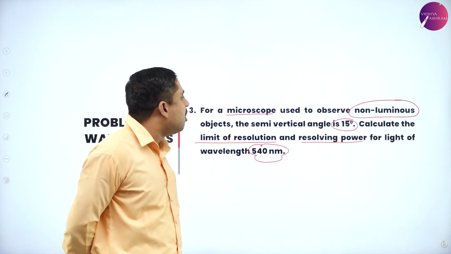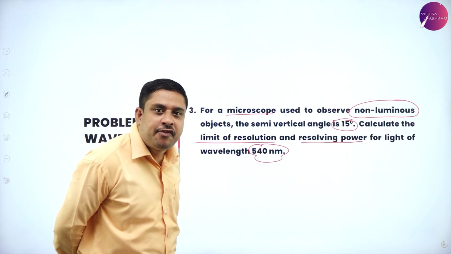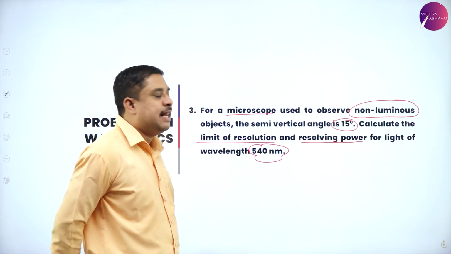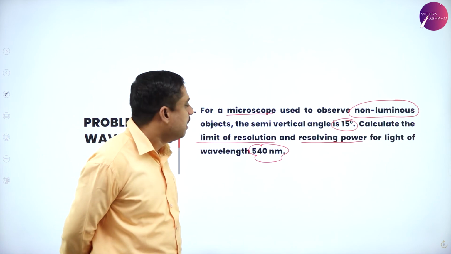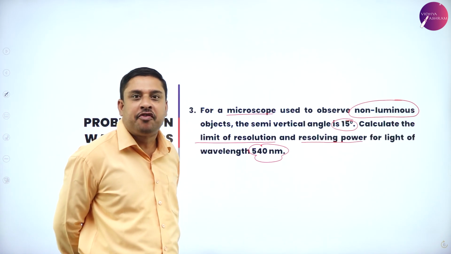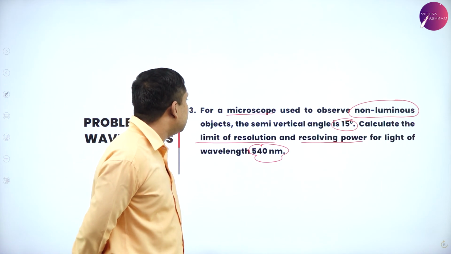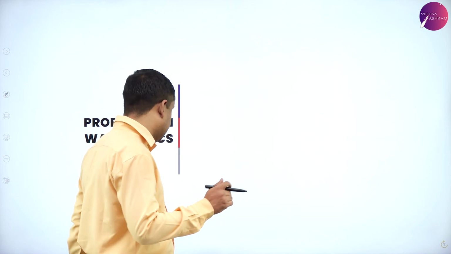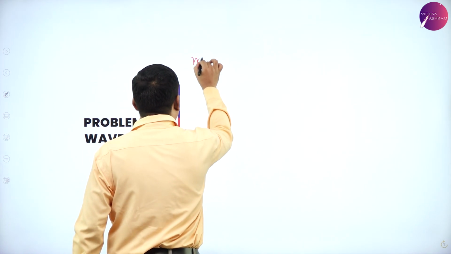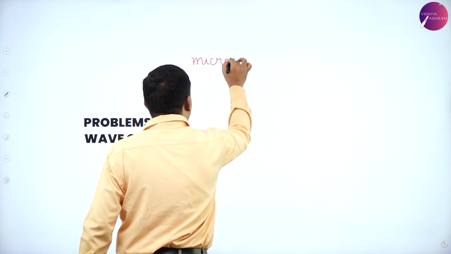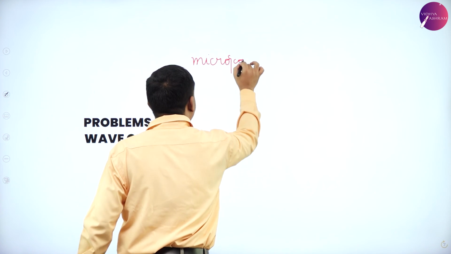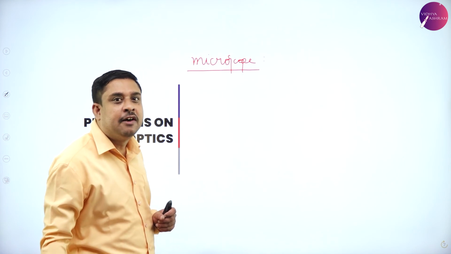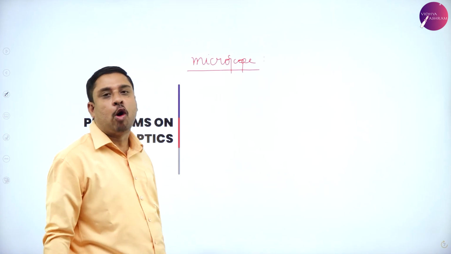And the semi-vertical cone angle is 15 degrees. I have to calculate the limit of resolution and resolving power of light if the wavelength used is 540 nanometers. So first, I very clearly know it is a microscope which is used to observe non-luminous objects.